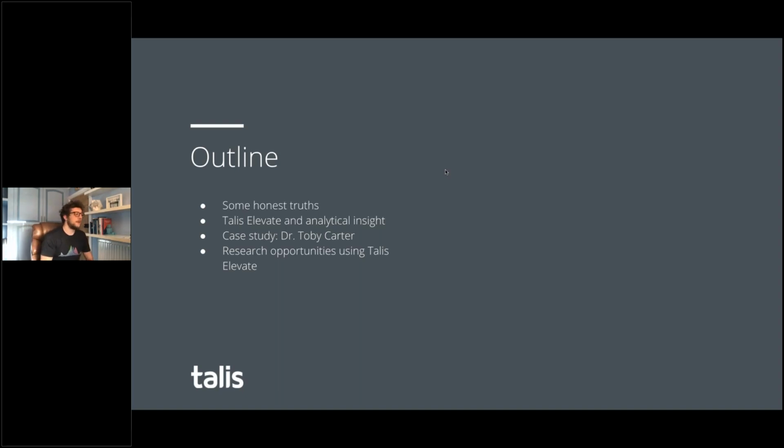I'm going to give a direct example of the way that one of our members of the community, Dr Toby Carter from Anglia Ruskin, fully embraced and utilised the array of Talis Elevate data that was available to him, and then talk a bit about how you could maybe look to use some of the data from Elevate for your own research, for example, both at low-level testing hypotheses and up to publication.